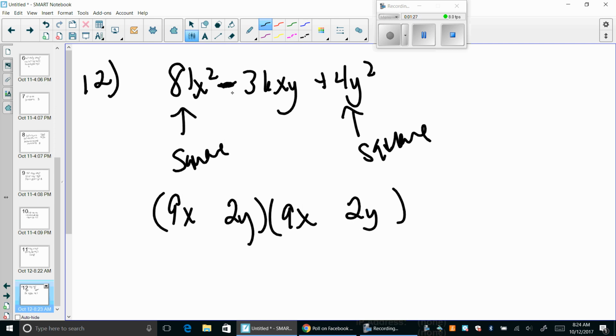If this is a minus, it means they're both negative. So they multiply to give me a positive, but add together to give me a negative. So let's check the outers and the inners. The outer will give me minus 18xy, because 9 times 2 is 18. The inners will give me minus 18xy, so together that does make 36xy. So another way to write it is 9x minus 2y times 9x minus 2y, which is 9x minus 2y squared.